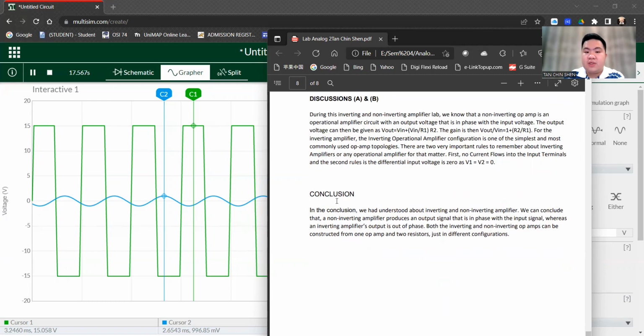For the conclusion, we can understand inverting and non-inverting amplifiers. We can conclude that a non-inverting amplifier produces an output signal that is in phase with the input signal, whereas for an inverting amplifier, the output is out of phase. This one is out of phase. Both the inverting and non-inverting OPM can be constructed from one OPM and two resistors in different configurations.